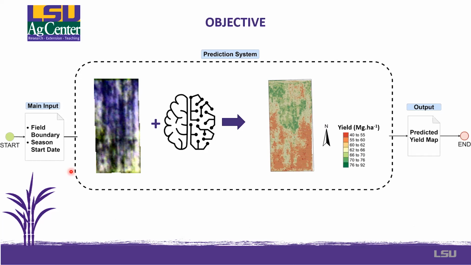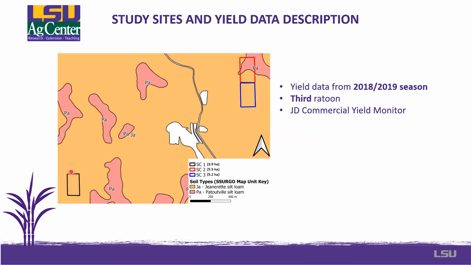I will briefly go over where we are right now with this project, what we've achieved until now, and where we actually want to be one day. First, for this project, what we have done until now: we used three different fields from the 2018 to 2019 season. It was third ratoon for all three fields, but we wanted to see if we would be able to predict even when we have a very aged cane, and whether we still would have potential for that.